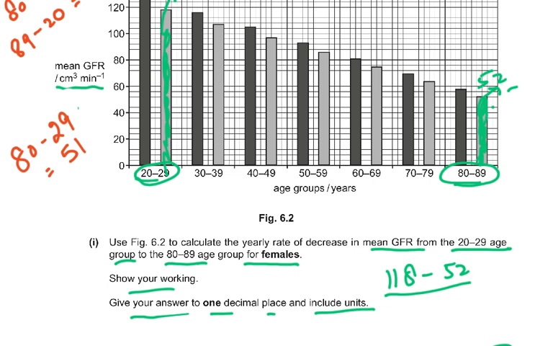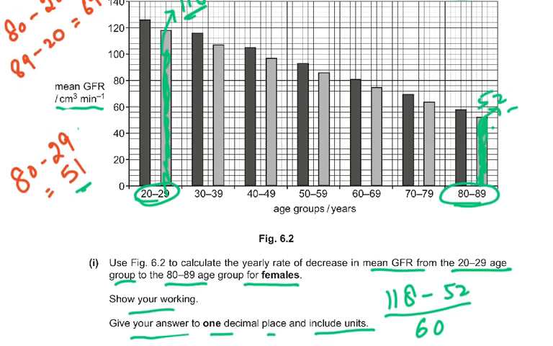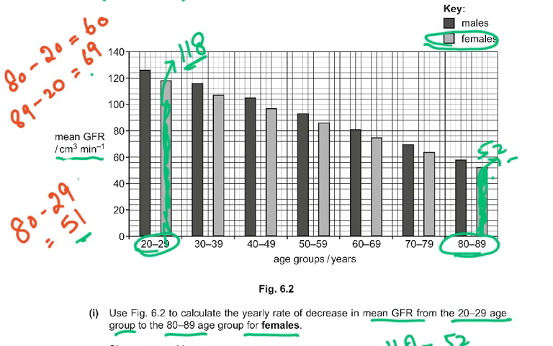How many years was it? So you could have done anything. You could have divided it by 60, or you could have divided by 51, or you could have divided it by 69. So all these are possible. 118 minus 52 over 60, or 118 minus 52 over 69, or 118 minus 52 over 51. So this of course was standard, 118 minus 52. You could have divided by 60, 69 or 51. And of course then the answer would be either 1.1 or 1.0 or 1.3.